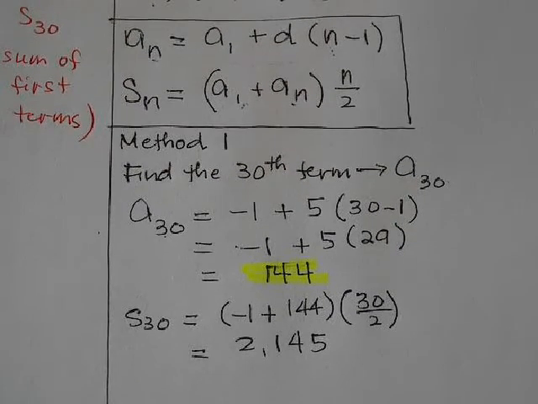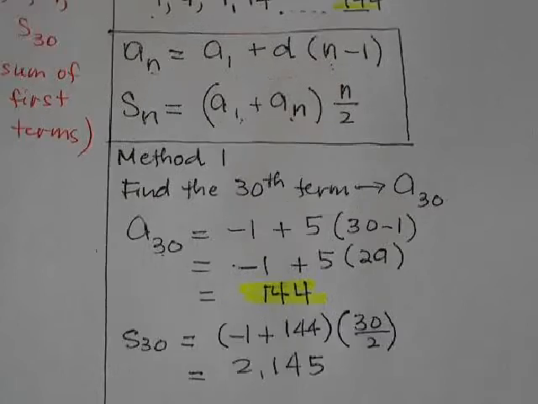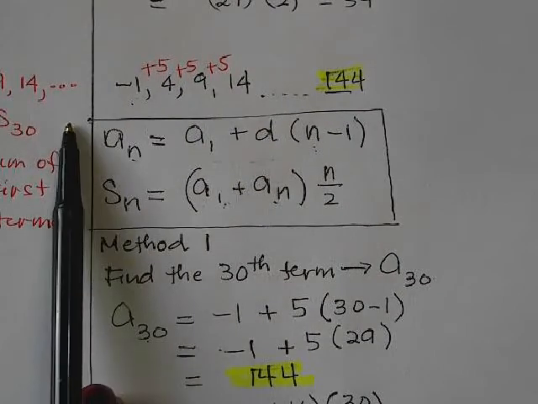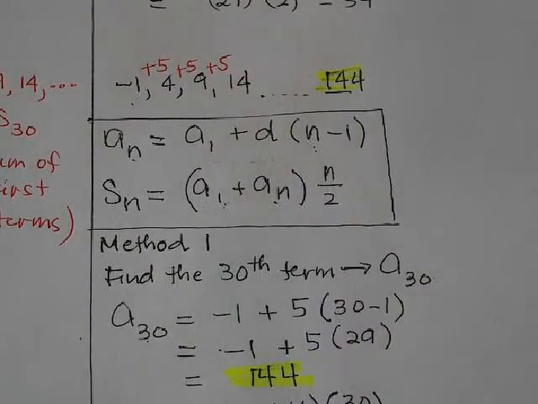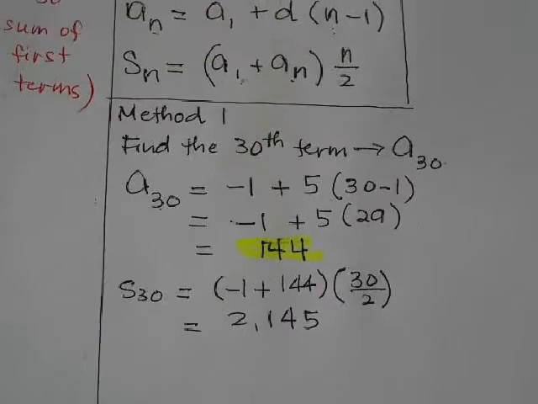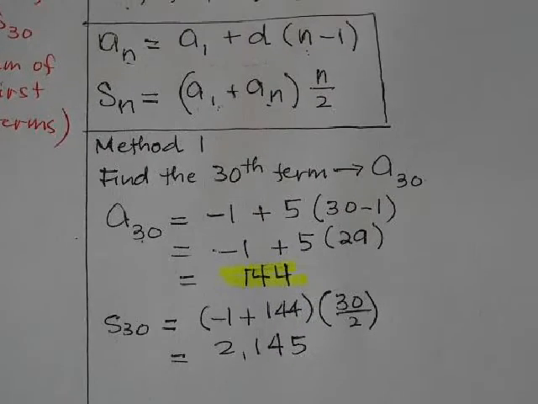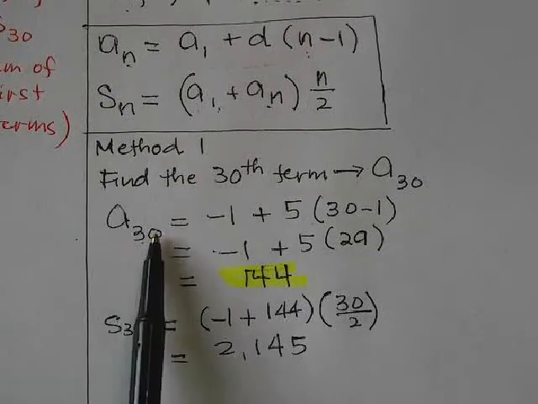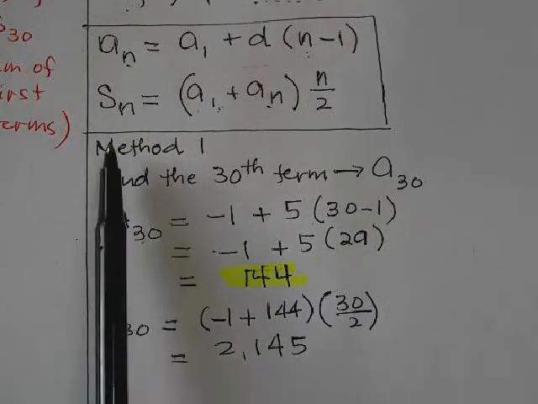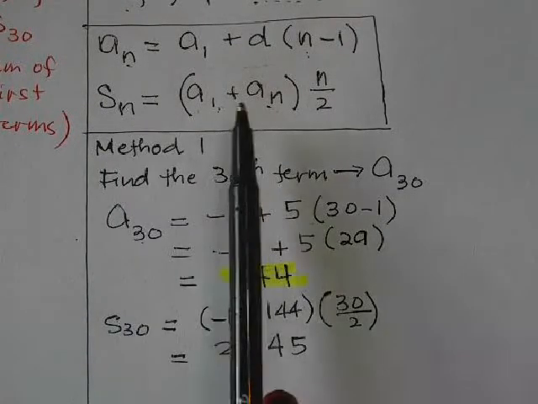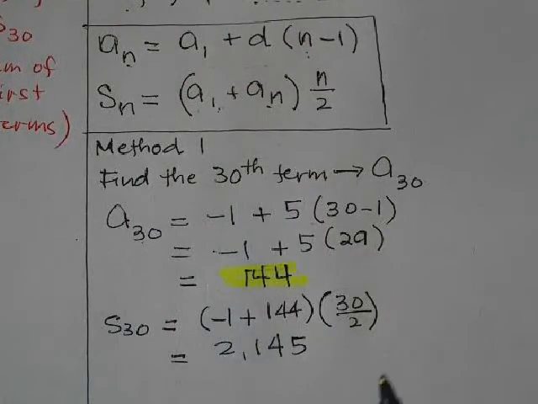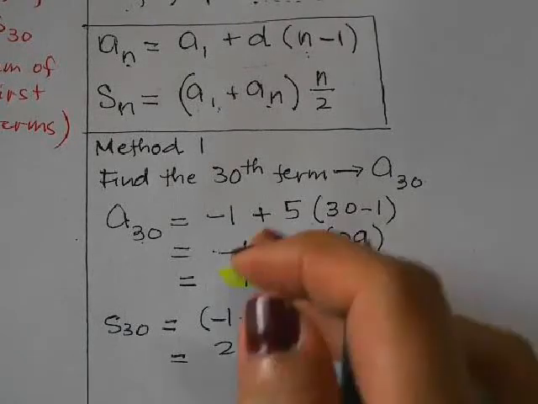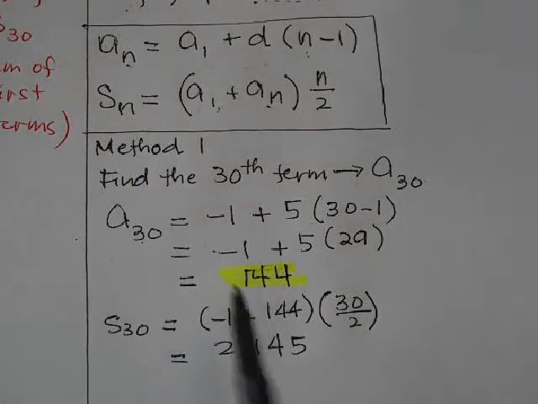So let's continue. We found out that if we add all of these terms from -1 up to 144, we're going to get the sum 2145. In this, we have to find the 30th term, the last term, using this formula, and then plug it in this formula. Now method 2. Actually, if you already understood this, then that's okay. You don't need to learn method 2.